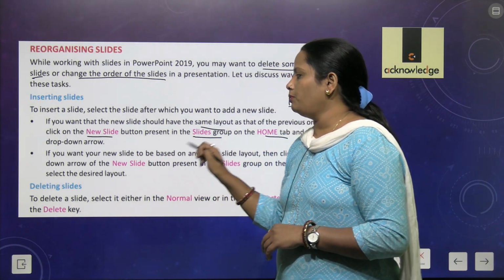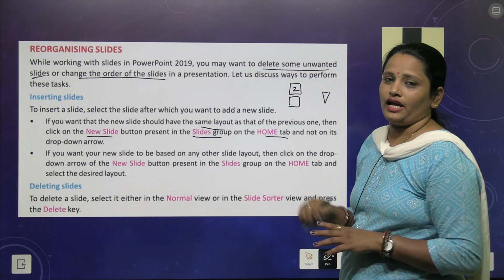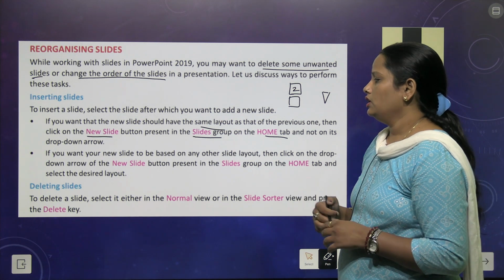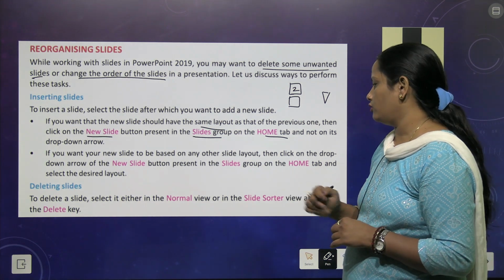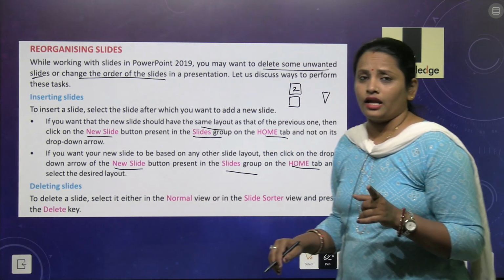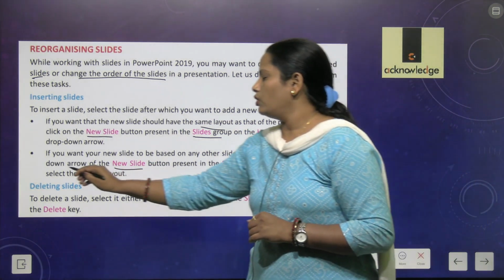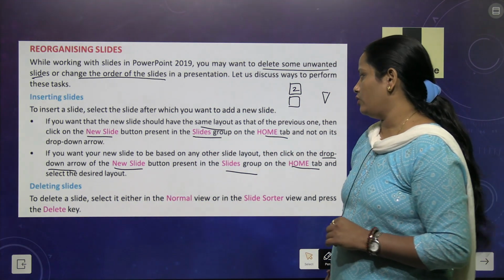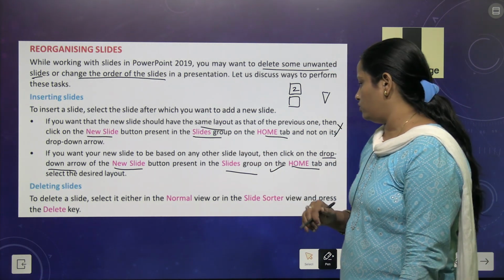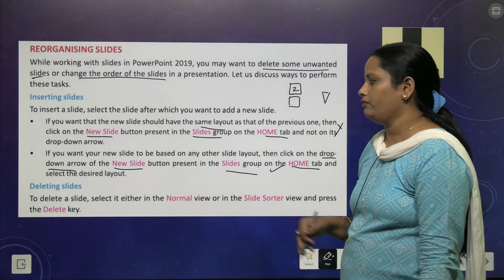If you want your new slide to be based on another slide layout, I don't want it to be like the default, I want it to be like another slide layout, then we have to do the same thing but with a little change. What we have to do? We have to go to the Home tab, then the Slides group, then New Slide, and we have to click on the drop down arrow. Here we do not have to click, but here we have to click on the drop down arrow and select the desired layout. Whatever layout we want, we can select it from there.